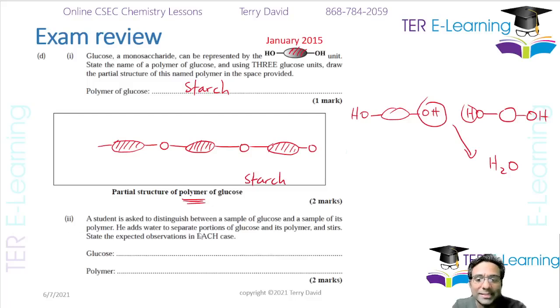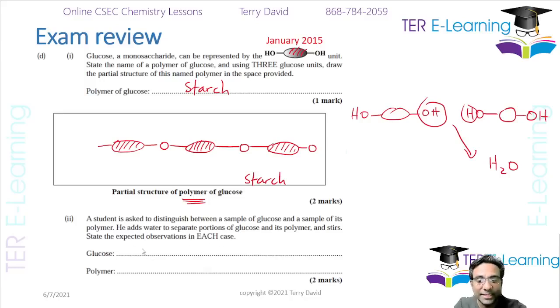Now the next part here, a student is asked to distinguish between a sample of glucose and the polymer. He adds water to separate portions of glucose and its polymer and stirs. State the expected observations in each case. Now sometimes the physical and the chemical properties of your monomer and your polymer are different. Glucose is a white powdery solid, and starch looks a little different, but here's the thing, they are adding portions of each of them to water. Now glucose is very, very soluble in water, right?